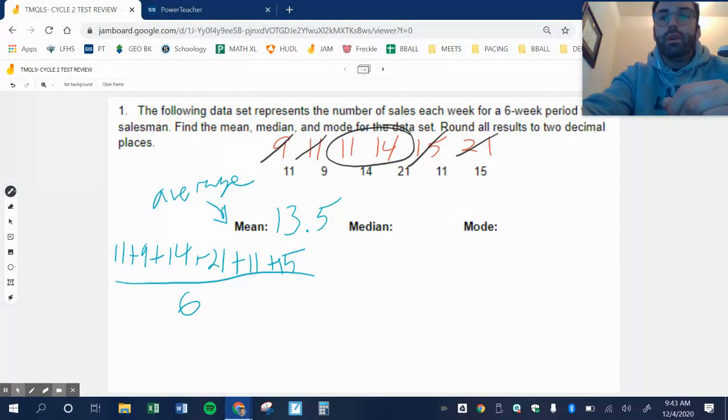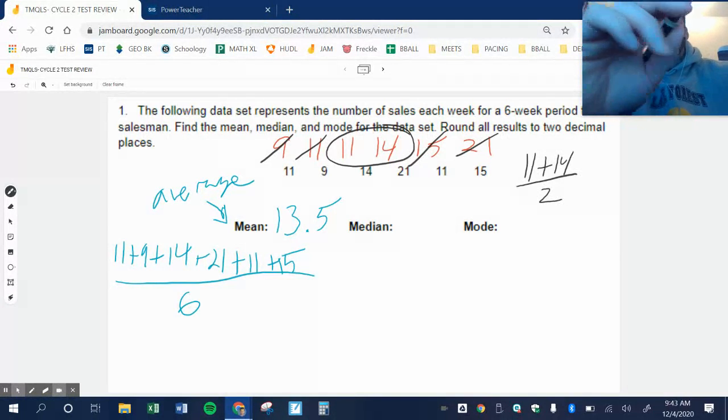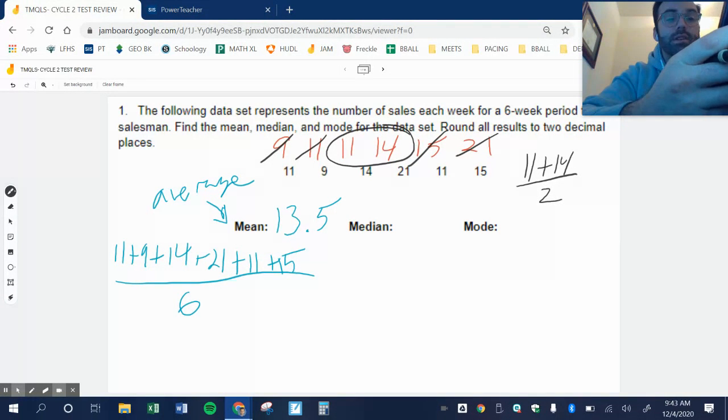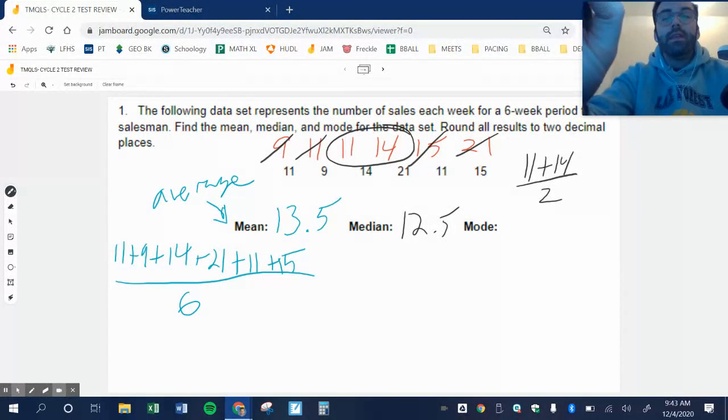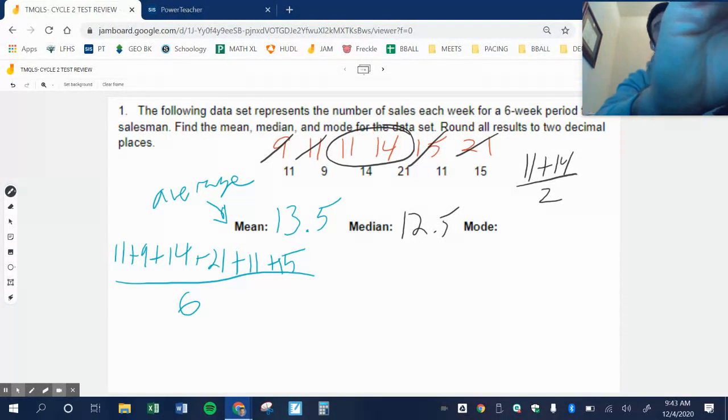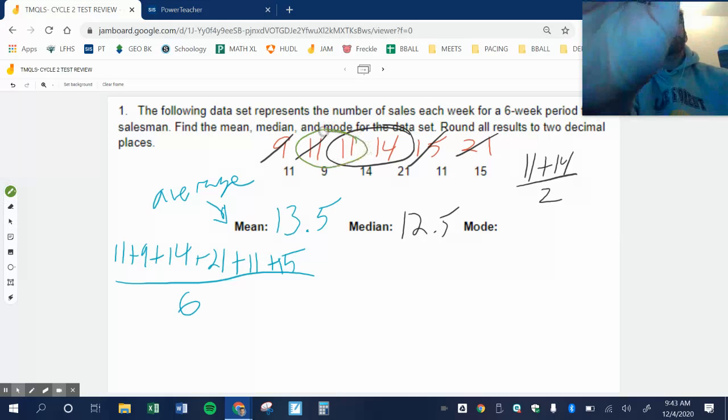All right, so I want to find my median. I need to find the average of those 2. I'm glad this actually worked out like this. So you've got to find the average of 14 and 11, which I got to be 12.5. The mode, if you remember, is the number that appears the most. So in this case, the number that appears the most is 11. It appears twice. All right, so that's our mean, median, and mode.